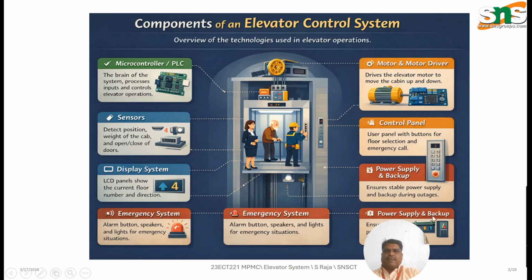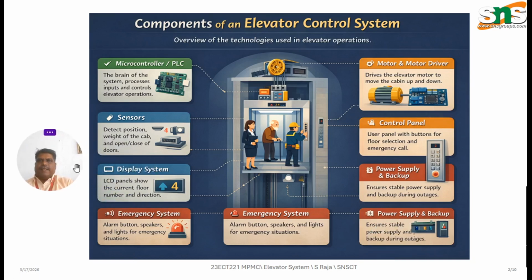So these are the components of the elevator control system. First, a very important one is the microcontroller, the brain of the system, which processes inputs and controls elevator operation. Second is the sensors. Sensors detect position, weight of the cab, and opening and closing of the doors. Next is the output display system. The LCD panel shows the current floor number and the direction in which we want to move.